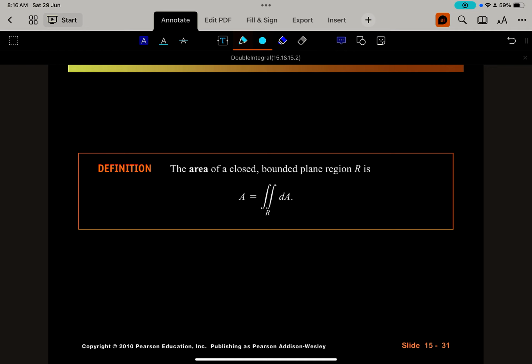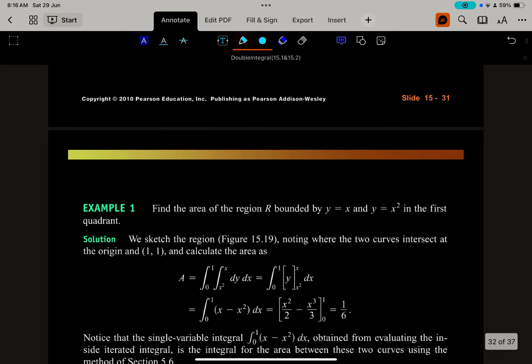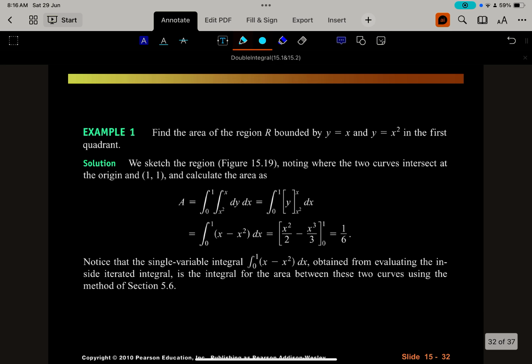So basically the formula is A equals the double integral of the differential dA over the region R. Okay, and let's see some examples. So one example, find the area of the region R bounded by y equals x and y equals x squared in the first quadrant. Okay, so we can sketch the region.